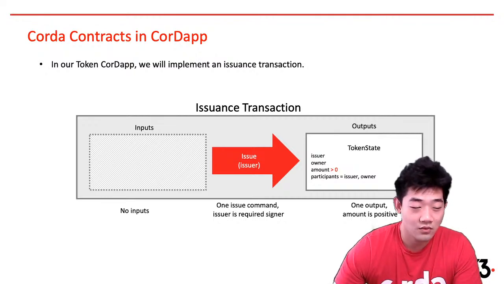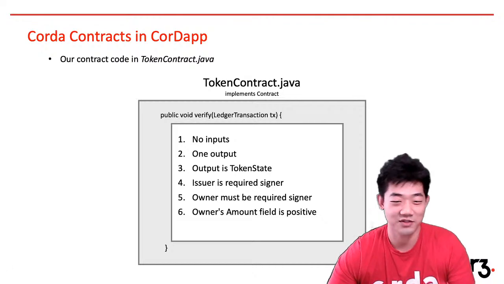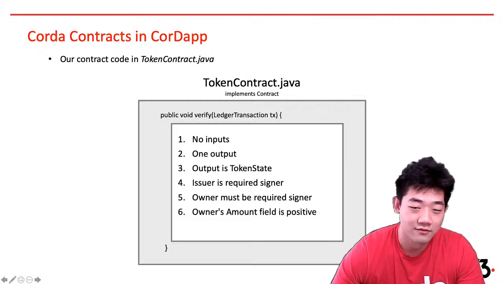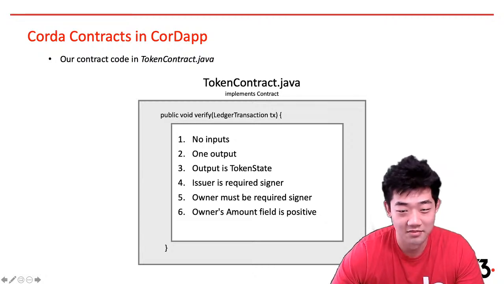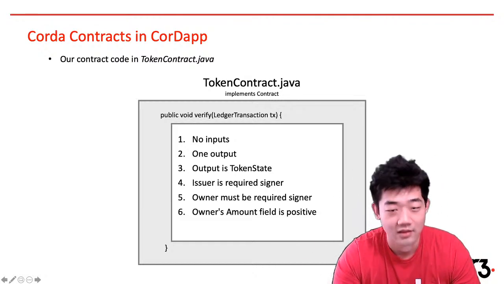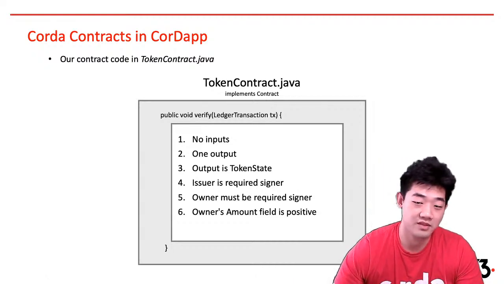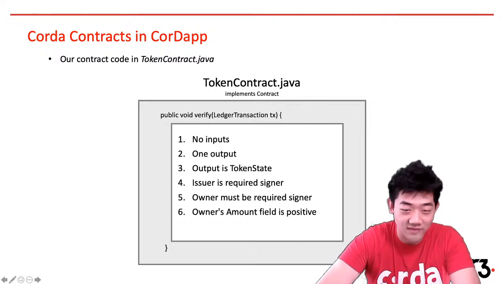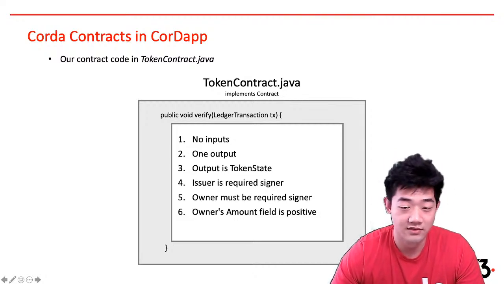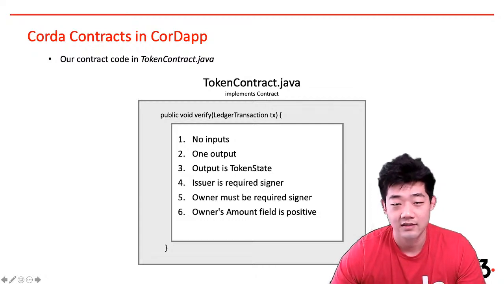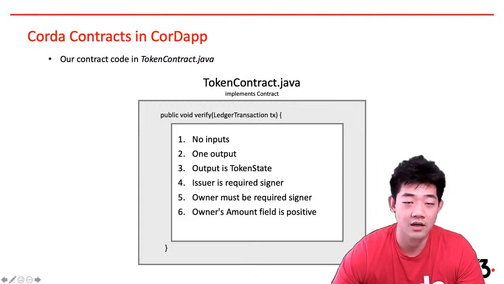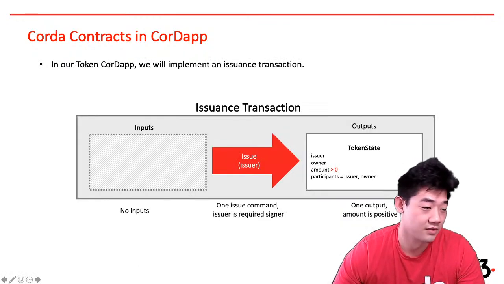And I also said that Corda contract rules are literally the code. I'm not kidding. So what you're looking at here is basically the implementation of the code that we're gonna write together. Public void verify, ledger transaction, that's the parameter, and inside the function, we have 6 different rules. We wanted no input, we wanted only one output, we wanted the output to be a token state. I don't want you to give me a random state, I want a token state. That's what we agreed to, right? And then the issuer needs to be a required signer, the owner must be a required signer. So when I receive the transaction, the transaction has both our signatures. And lastly, the owner amount must be positive. So this all corresponds to our use case, which is shown on this diagram.